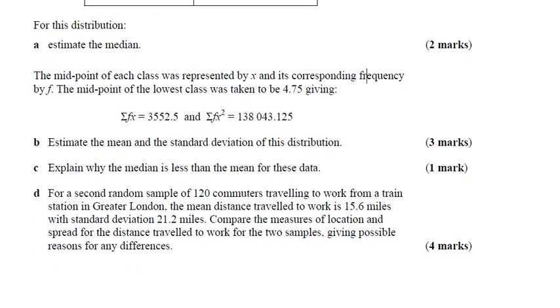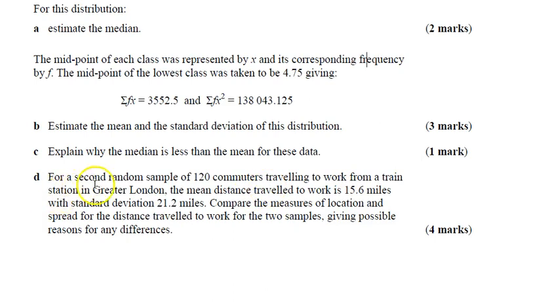For a second random sample of 120 commuters travelling to work from a train station in Greater London, the mean distance travelled is this, and standard deviation. Compare the measures of location and spread. So I won't say much about that, but obviously you need to make a comparison. You need to say which mean is bigger, which standard deviation is bigger or smaller, and make sure you put it into context as well.